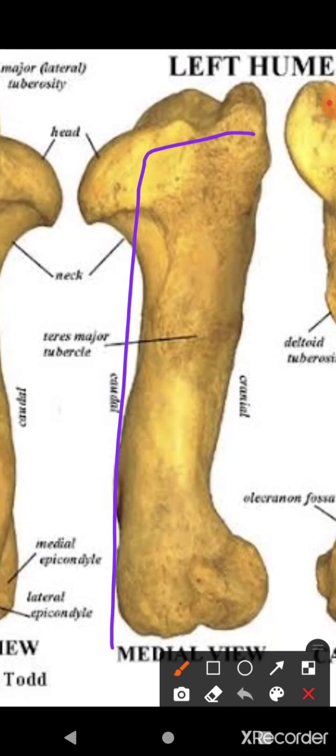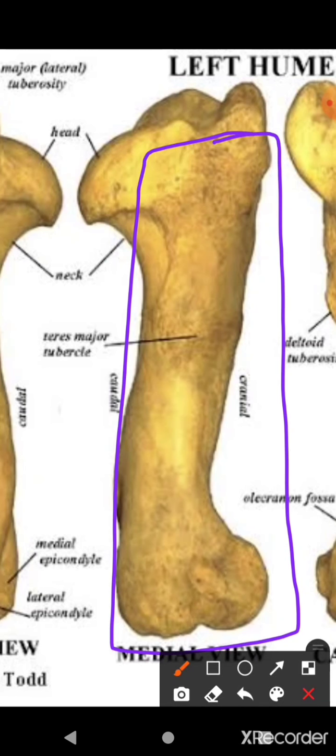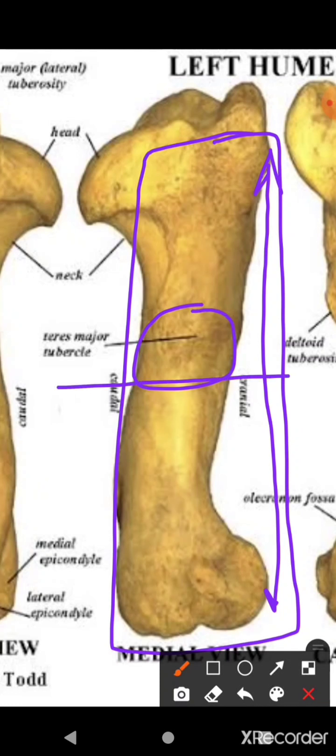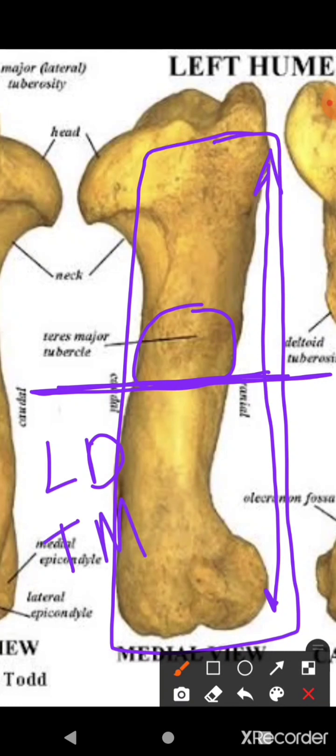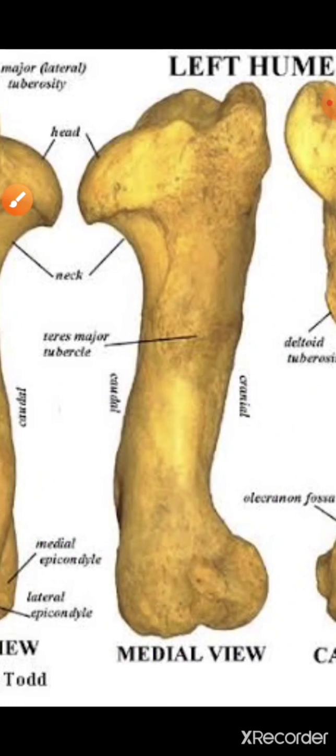Now let us come to the medial surface. This is the medial surface, which is almost or nearly straight in length. Just above the middle of the medial surface, a small bony tubercle is present, known as the teres tubercle or teres major tubercle, which helps in the attachment of two muscles, namely latissimus dorsi and teres major. This is all about the medial surface.